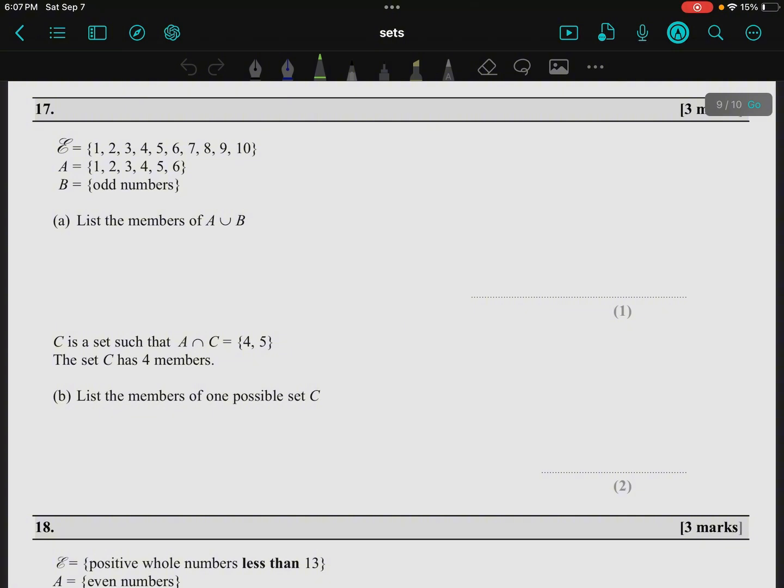Okay. Then question number 17. Universal set is given. A is given and B is given as odd numbers. So we will write it here. It is 1, 3, 5, 7 and 9. A union B will be what? 1, 2, 3, 4, 5, 6, 7 and 9. This is the union.